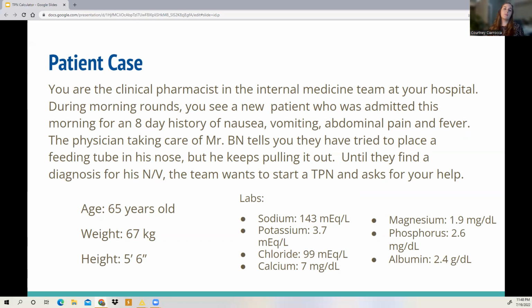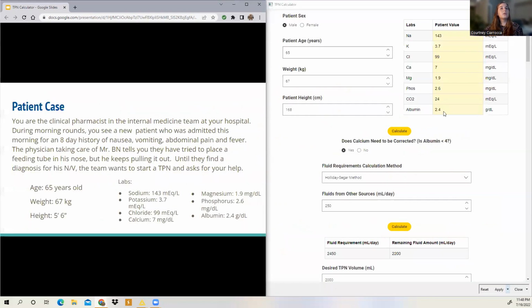We also have some of his labs, just so we can keep an eye on some of his electrolytes, which is important, especially with the nausea and vomiting. And so now to kind of go over to our little calculator. Let me just pull it up. So I'll leave the patient case up here.